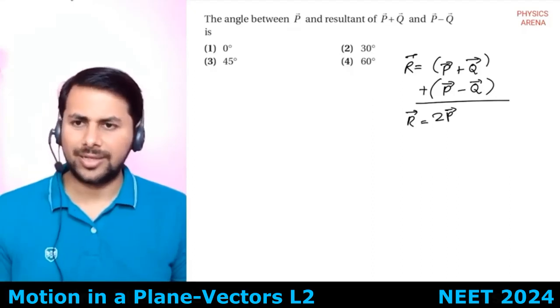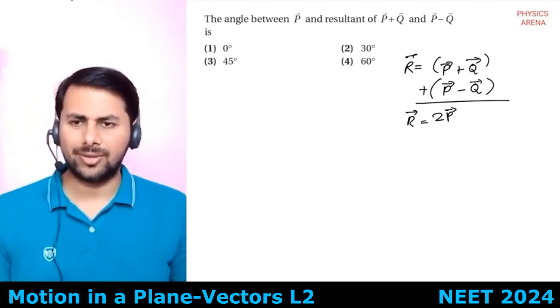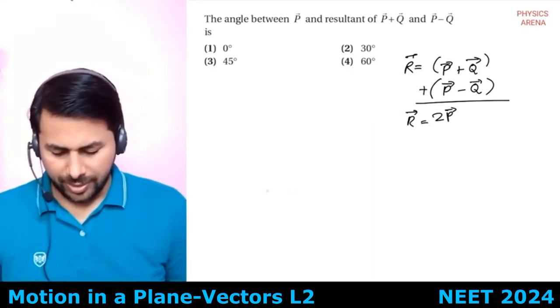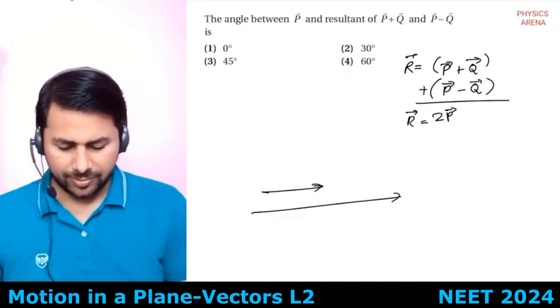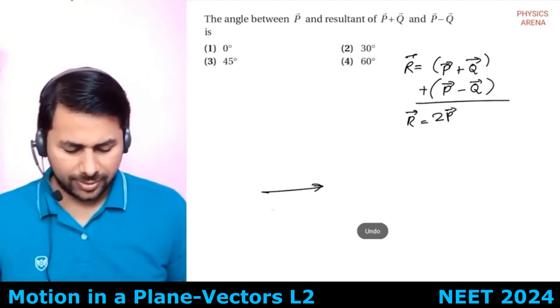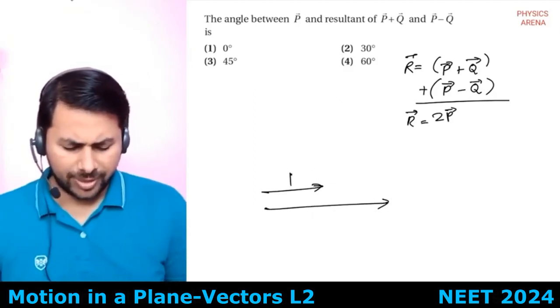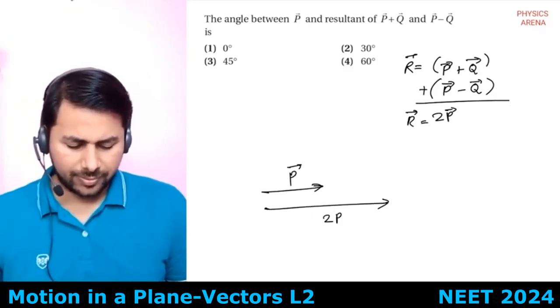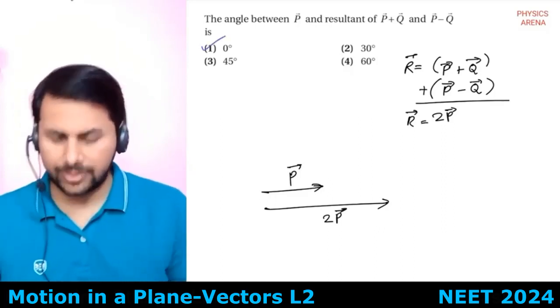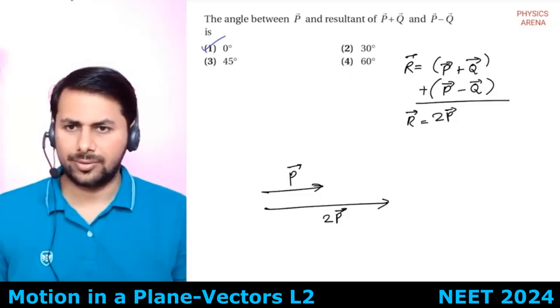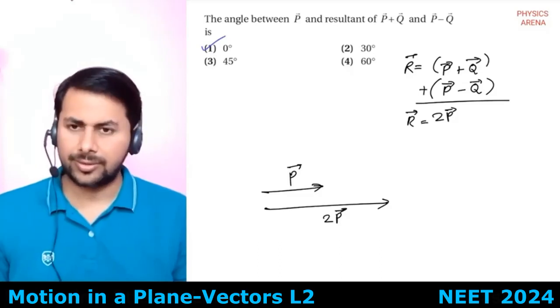0 degree? Right, it's 0 degree. If this is p bar, this will be 2p bar. This much will be 2p bar, right, Raghu? So the angle between them is 0 degree. Yes, clear, sir.